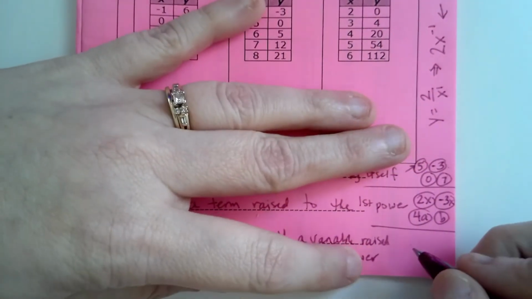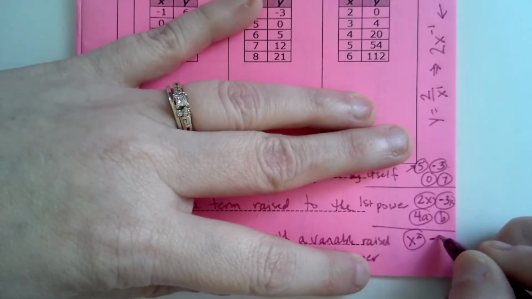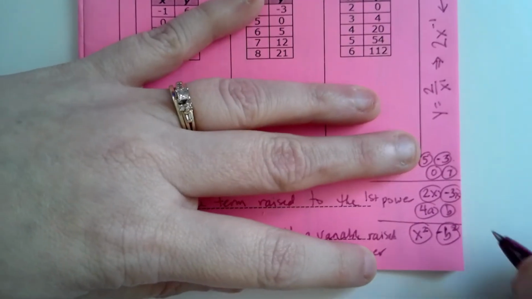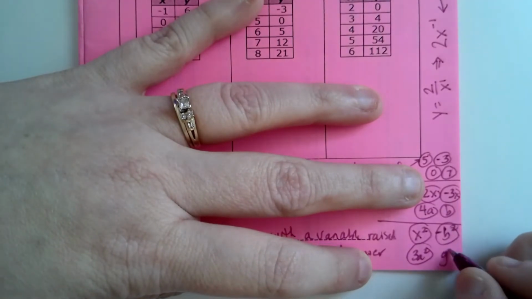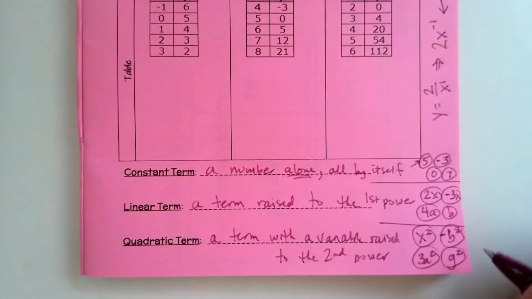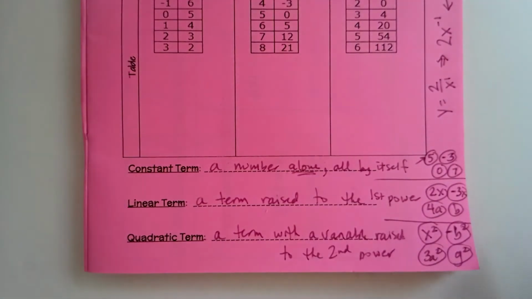So like x squared, negative b squared, 3a squared, g squared. Let's say, yeah, that's good. Okay, any of these things. So any variable raised to the second power.